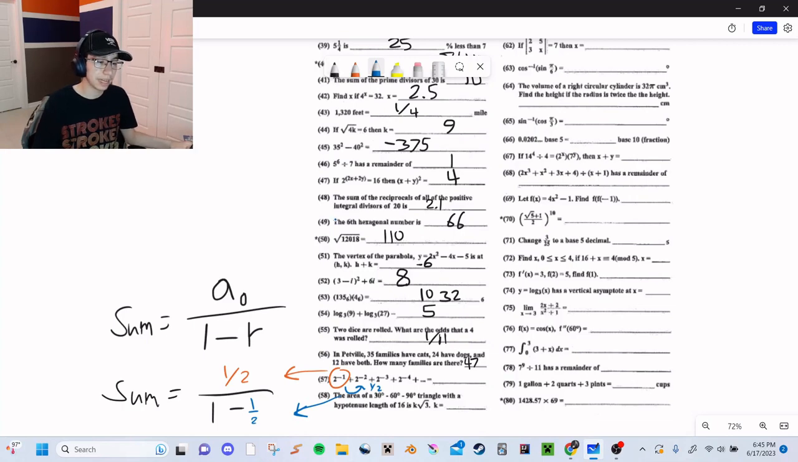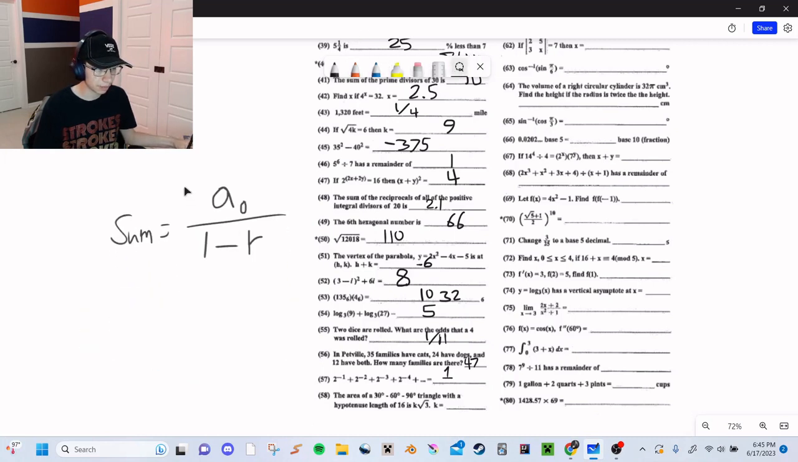And so I end up with 1/2 over 1/2. That's just 1. So 1 is my answer. Let's work with a few more geometric series to get ourselves familiar with this kind of question. Take this and I'll move it up here.